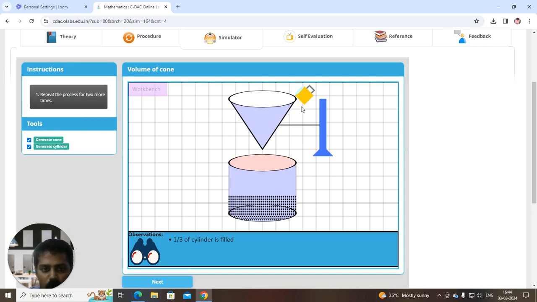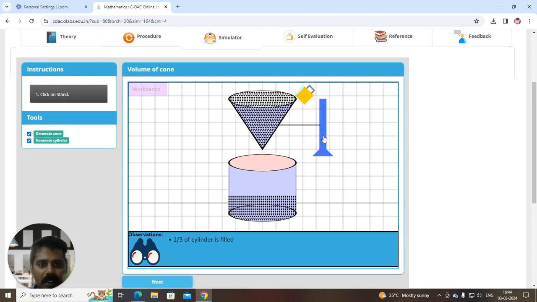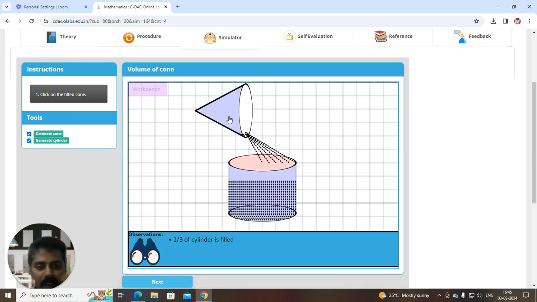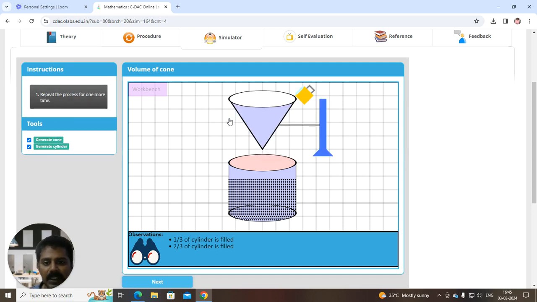After pouring that, now I am repeating the process until the cylinder is full. I will click on the jug, take the cone and fill it with sand, and that cone is inverted again to pour into the cylinder. So what observations have we made? For the first cone, only 1/3 of the cylinder was filled. For the second cone, I poured all the sand from the cone into the cylinder, so now 2/3 of the cylinder is filled.